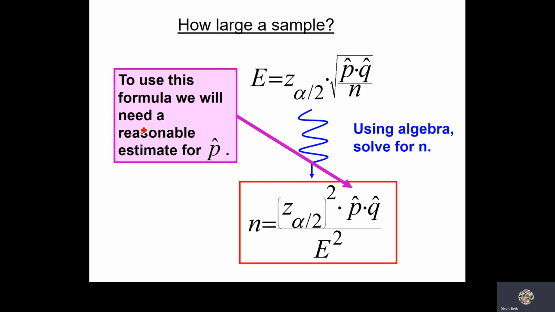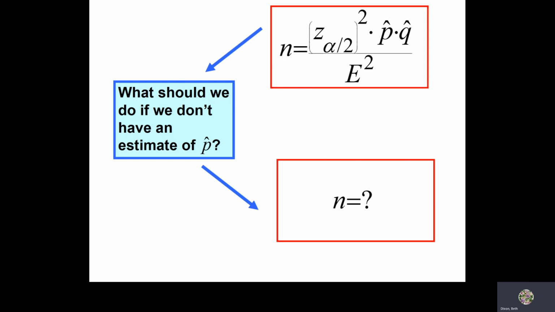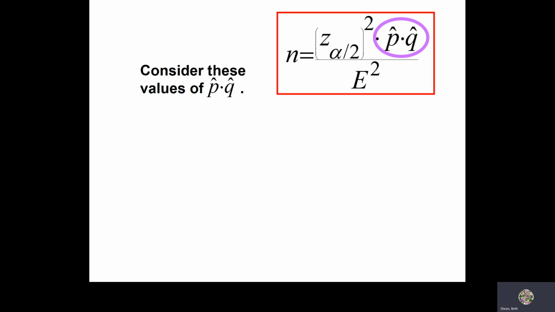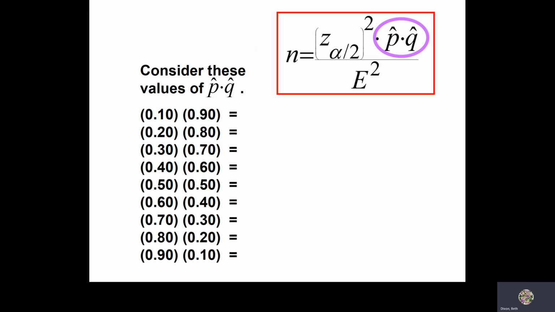A couple of notes. To use this formula, we will need a reasonable estimate for p hat, which then gives us q hat. So what should we do if we don't have an estimate of p hat? Well, consider the values of p hat times q hat. If we have 0.10 for p hat, that gives us 0.90 for q hat, and the product is 0.09. 0.20 times 0.80 gives us 0.16, and so forth down the table.